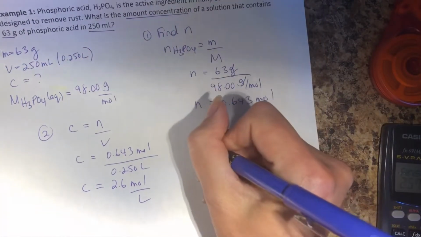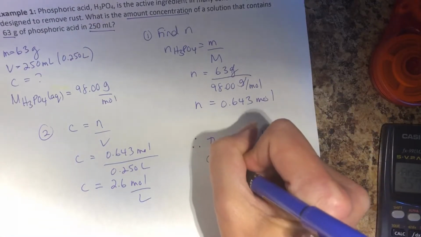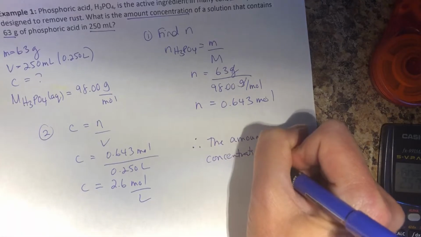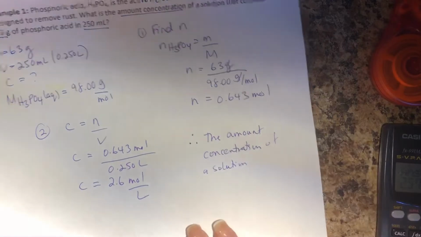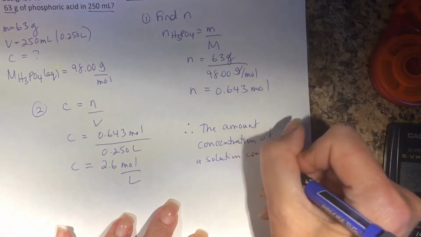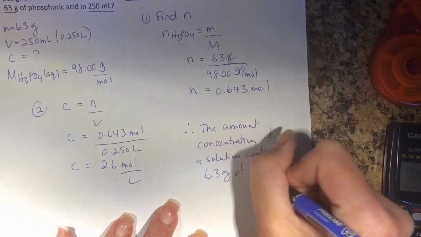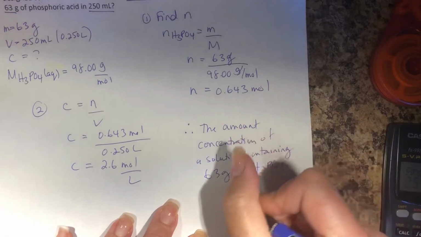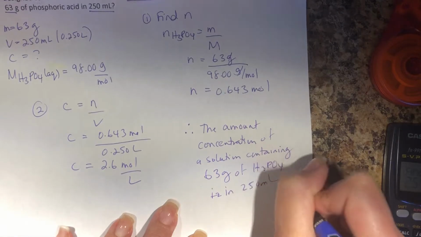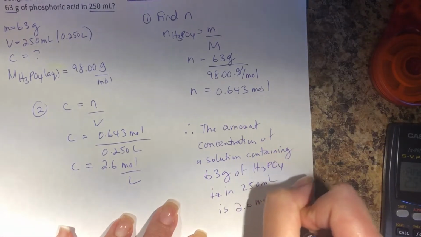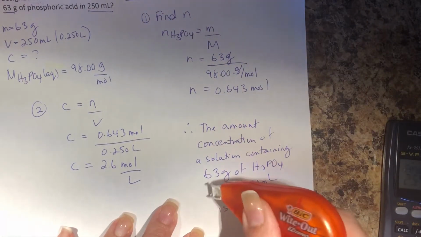And we need the therefore statement. Therefore, the amount concentration of a solution containing 63 grams of phosphoric acid in 250 mL is 2.6 moles per liter. Okay, so that's that. I'm just going to erase this out of there.